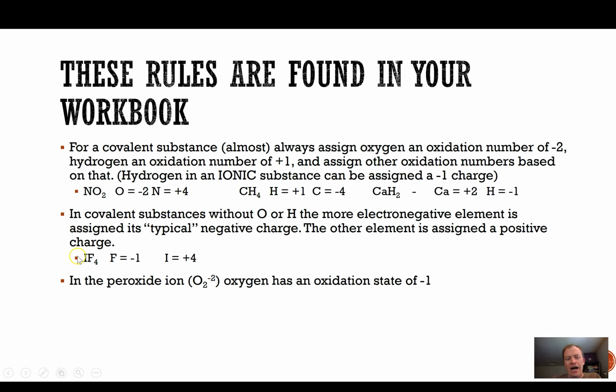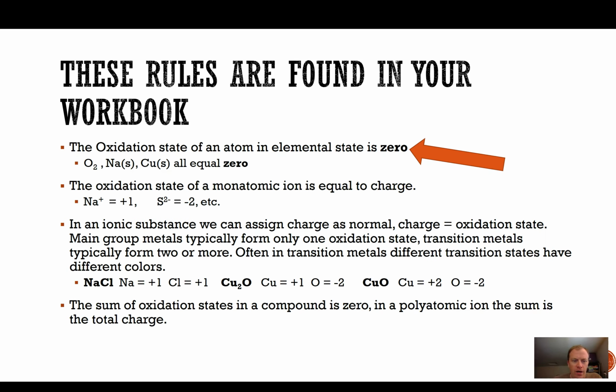Now, what if we had something like IF4? What kind of charges would you assign to that? Well, we would decide about the electronegativity of each element. Perhaps you recall the electronegativity trend is that electronegativity increases going towards fluorine. So going up and to the right, electronegativity increases, not counting the noble gases.